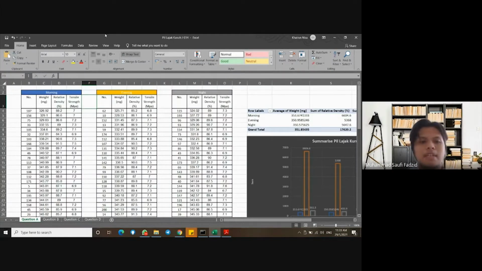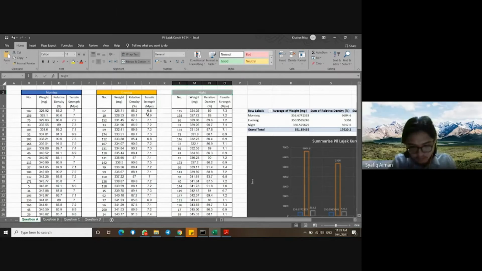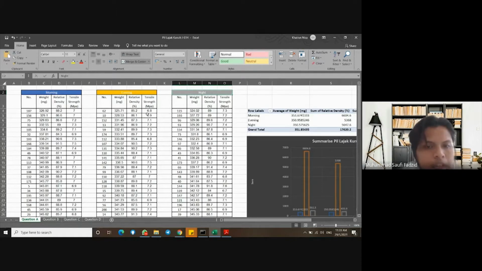Assalamualaikum. My name is Muhammad Sofi. Today I want to present question A. Question A is asking us to describe and summarize our data in graphical form. In this Excel, we have three tables: morning shift, evening, and night. For every table, we have three types of data: weight, relative density, and tensile strength.